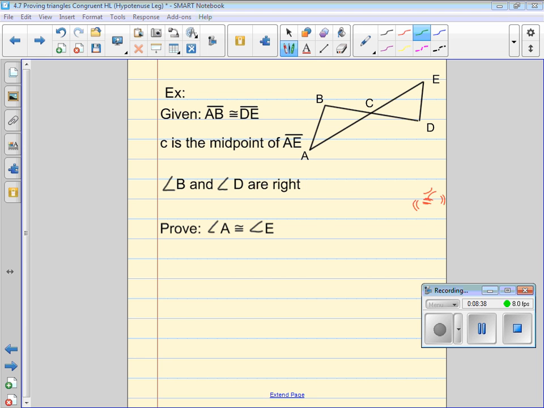The first thing I'm going to do is take the given information and put it into the drawing, see if there's anything for free I can get, and then go about trying to prove that these 2 triangles are congruent. Put me on pause and then come back.